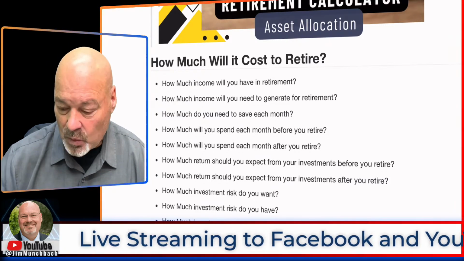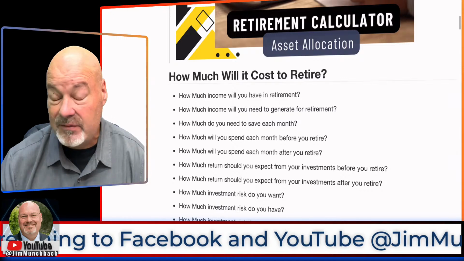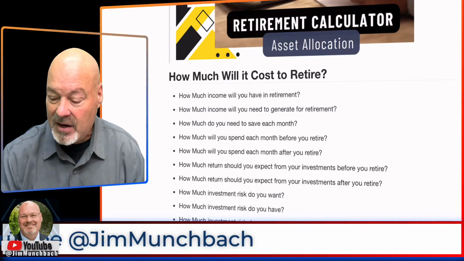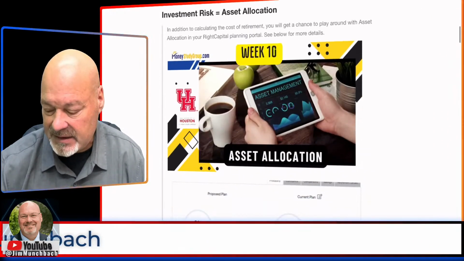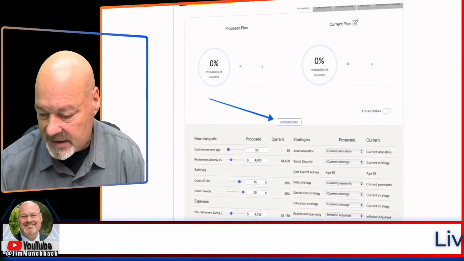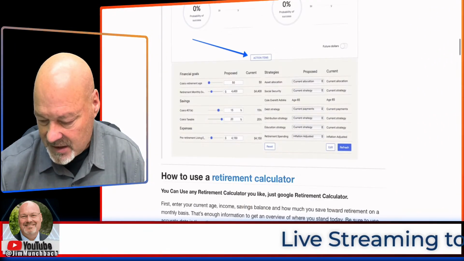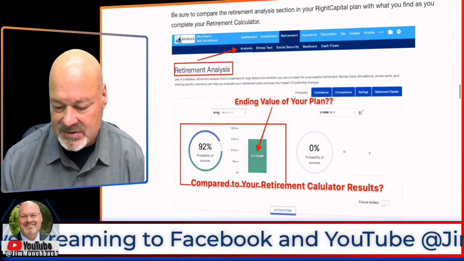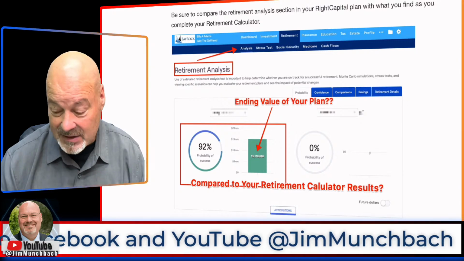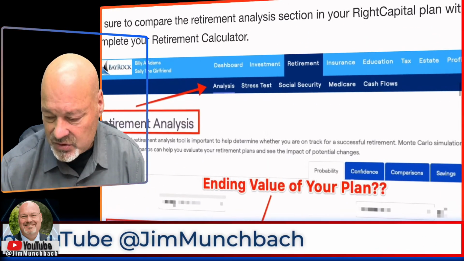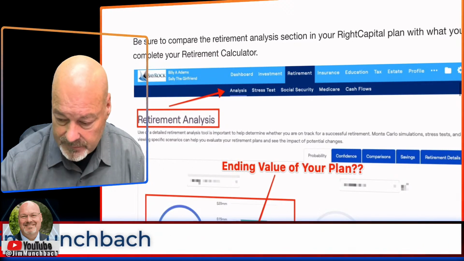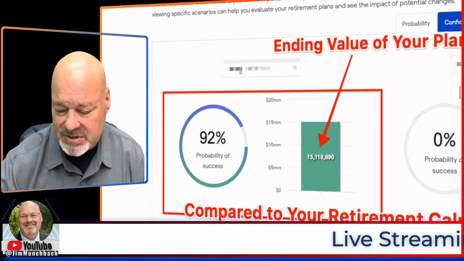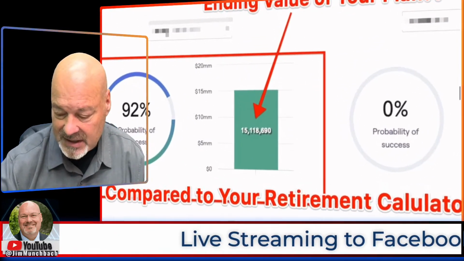But here's the thing. When you do that retirement calculation using whatever retirement calculator you decide to use, you're now going to have a number that you can compare to your RightCapital plan. So that's what I want you to be looking at. Here's just a snapshot. I just grabbed this, so don't worry if yours doesn't look exactly like this, but in your RightCapital plan, you'll go to retirement and click on the little analysis tab and you'll get a percentage, a probability of success. You'll also get an ending value.